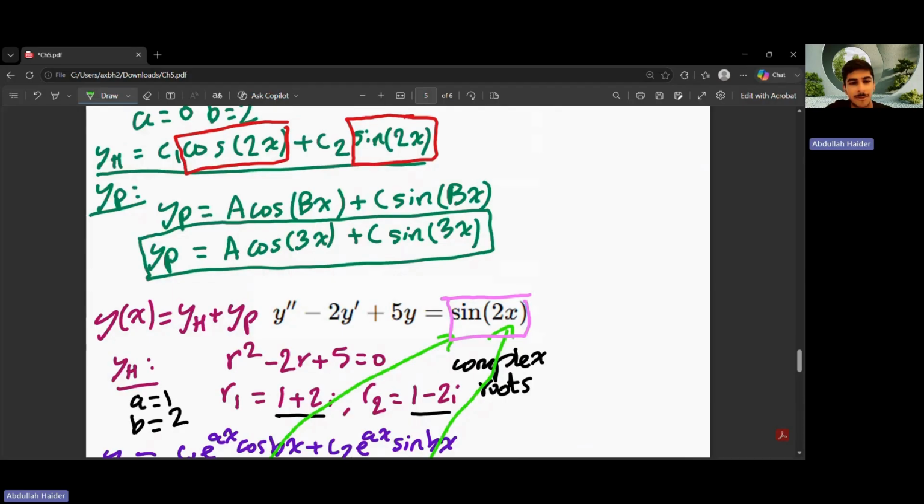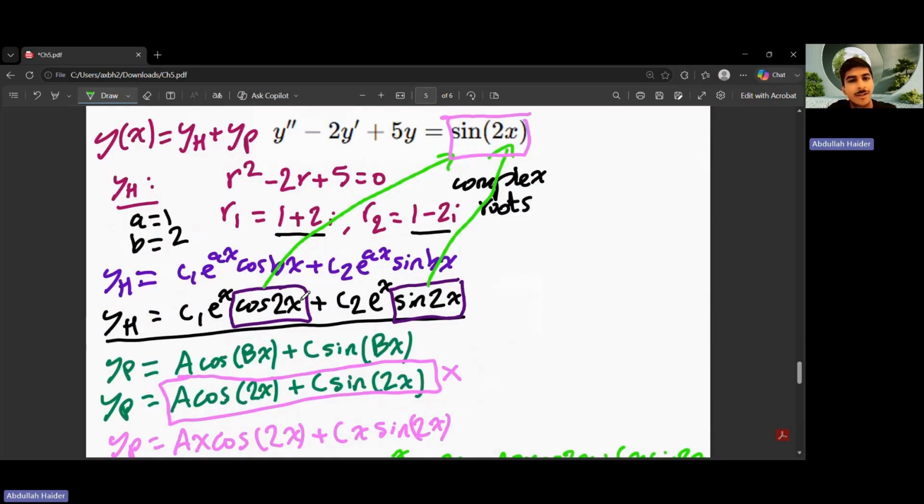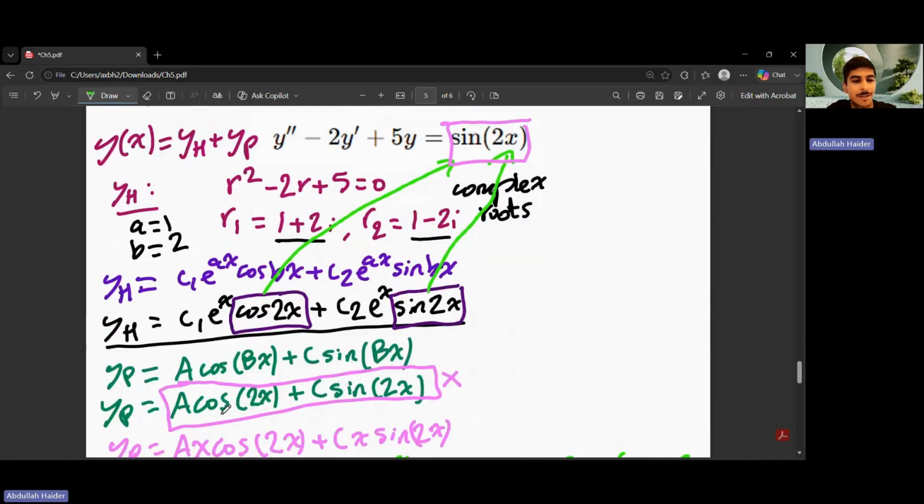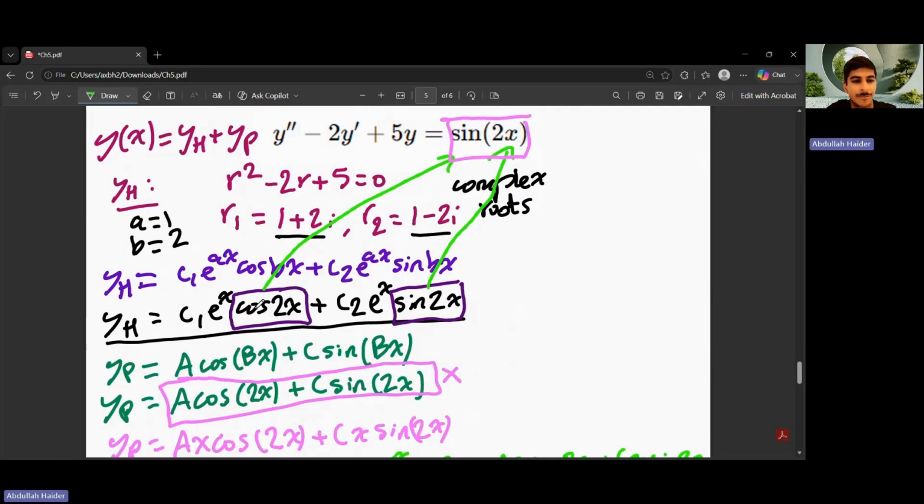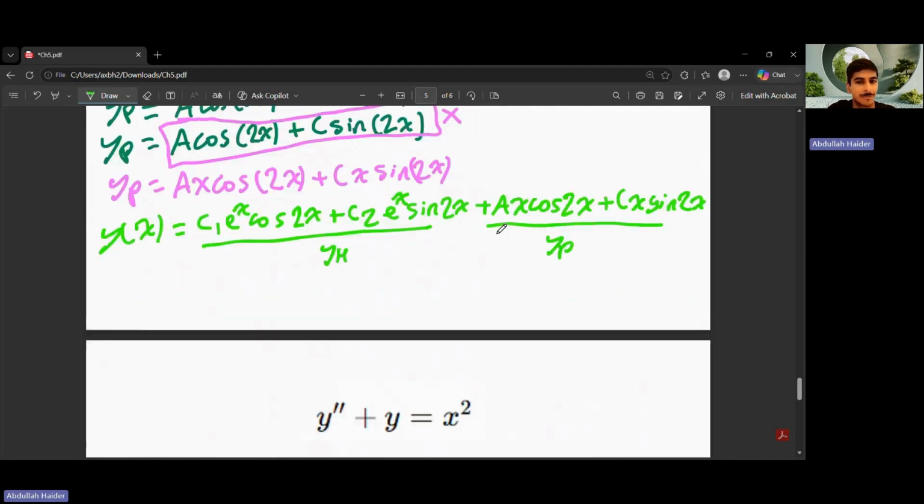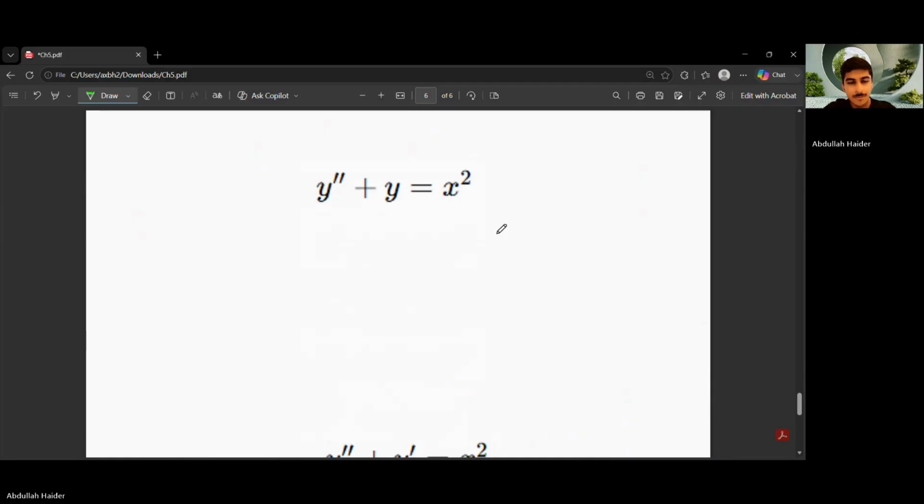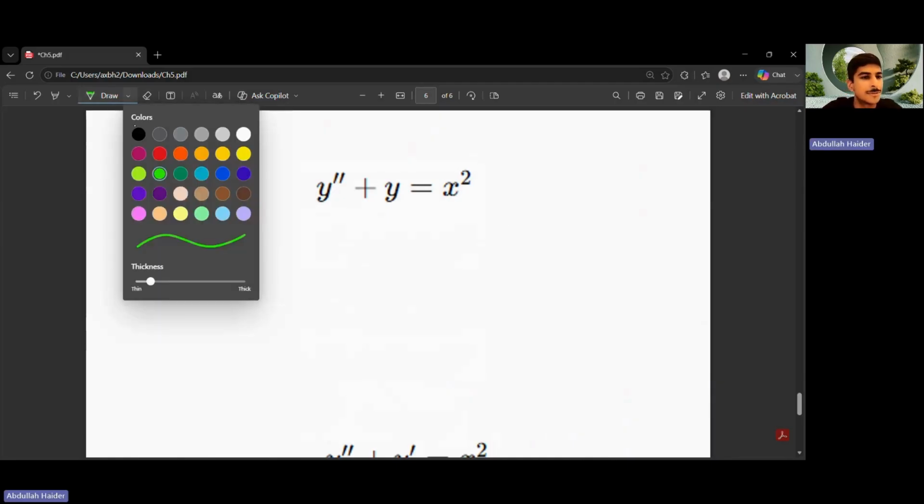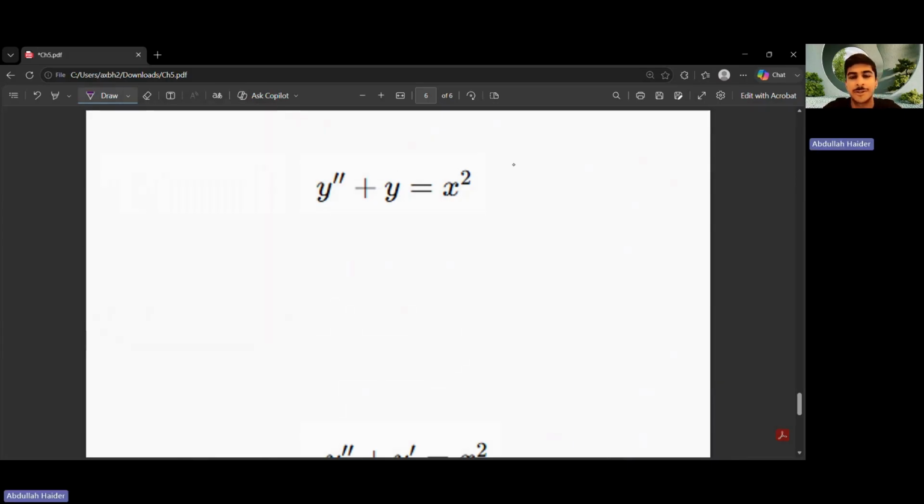Basically, in these kinds of questions you always have to pay attention to whether there's something common in yh and the function here, so that you can know whether you multiply yp by x or not. This is something you should really remember and focus on. So finally, we're into the last type of the method of undetermined coefficients, where you have a polynomial on the right hand side.